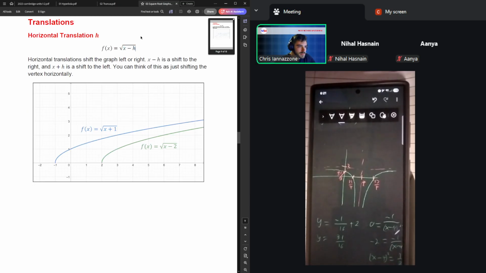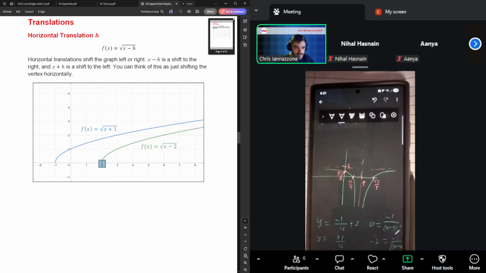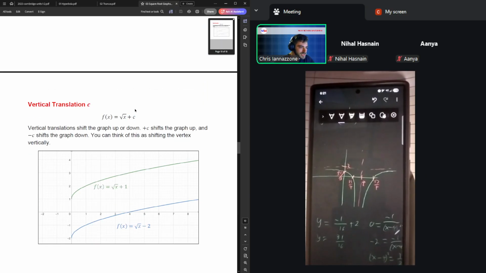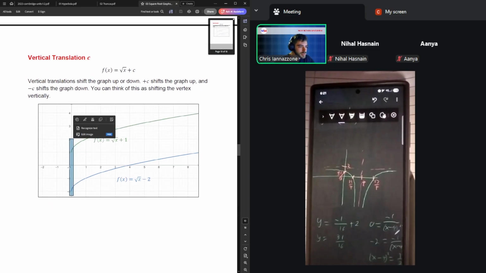Translations, we've seen this enough, right? So basically, what the translation is doing is setting the little vertex, the starting point of the graph. So this is a shift right by 2, x minus 2, shift left by 1, x plus 1. Vertical translation shifts the vertical component of the vertex. Plus 1 goes up, minus 2 goes down.